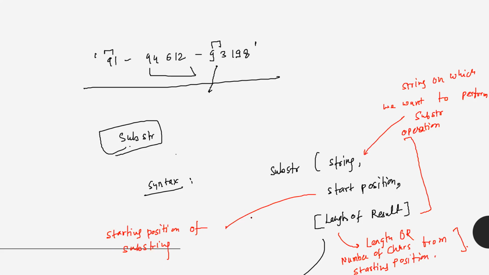Now, a little bit more details about these parameters that we are passing. This is also called the source string. This starting position is the position for extraction. The first position in the string is always 1.